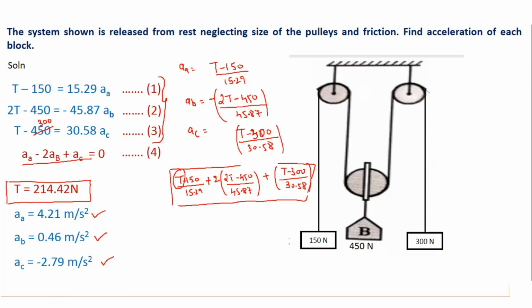So in the question it was asked, find the acceleration of each block. So the accelerations of each block are as under, which is 4.21, 0.46 and minus 2.79 respectively. And this completes the solution.